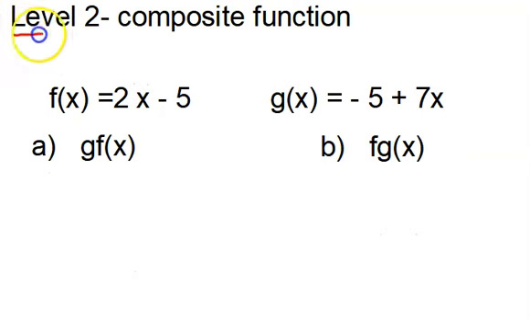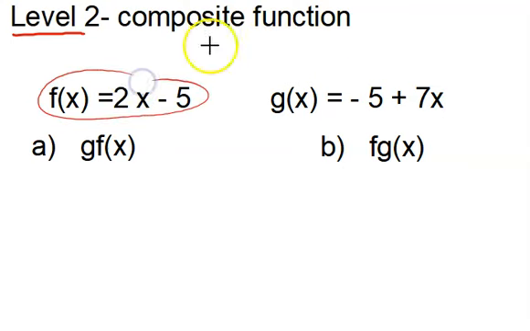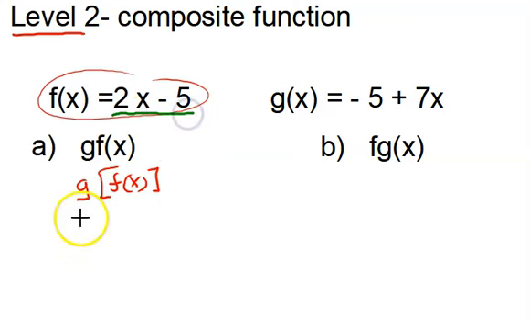Okay, now we have level 2. This is a composite function where we are going to substitute one function into another function. Let us take a look at the first question, a, g f x. So we make a bracket here. Okay, the first thing is, what is your f x? Your f x is 2x minus 5. So we just substitute this 2x minus 5.